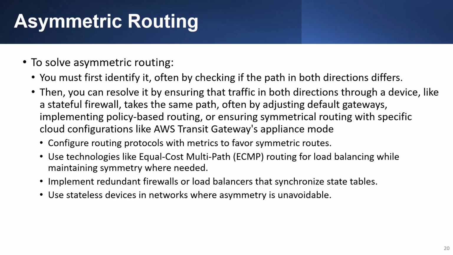Configure routing protocols with metrics to favor symmetric routes. Use technologies like equal cost multipath, or ECMP, routing for load balancing while maintaining symmetry where needed. Implement redundant firewalls or load balancers that synchronize state tables. And use stateless devices and networks where asymmetry is unavoidable.